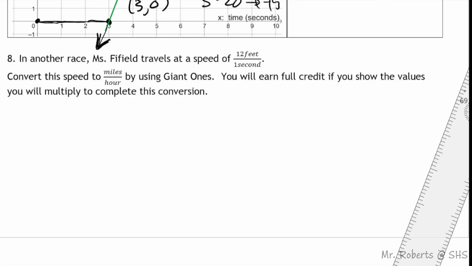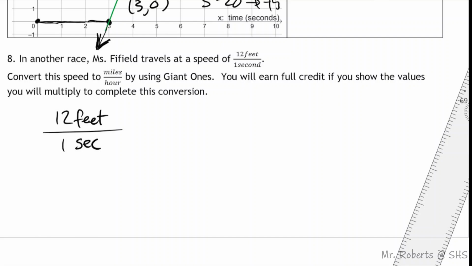In another race, Miss Fifield travels at 12 feet per 1 second. I'm going to write that down. She's traveling 12 feet per second, and I'm asked to convert this into miles per hour using giant ones.